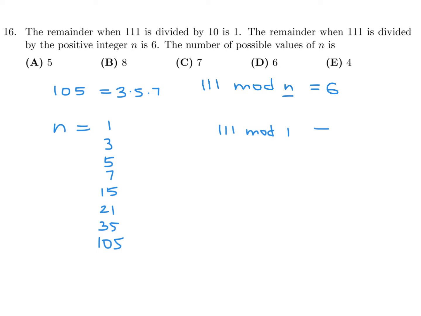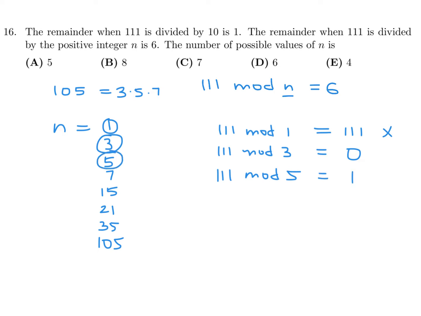That's useless for us. That gives us a remainder of 111, I think. So that does not help us. So that one's gone. Let's try 111 mod 3. When you divide it, the remainder is actually 0 here because 111 divides by 3 evenly. Okay. Well, that didn't help. Let's try 111 mod 5. When 111 is divided by 5, the remainder is 1. Okay, that's not 6. Because remember, we want 6 here.